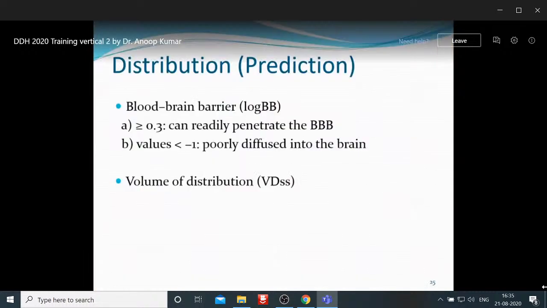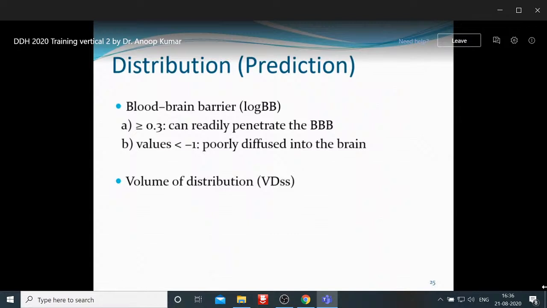Another thing: after absorption, as I told, the drug will reach the systemic circulation, and once it does, it is going to distribute to different tissues and organs. We can predict distribution also, using online web servers or commercially available software. If you would like to know whether your molecule is going to cross the blood-brain barrier or not, you can predict log BB values, and from these predictions you can learn whether your molecule is going to penetrate the blood-brain barrier. Molecules with certain values can readily penetrate and diffuse into the brain.